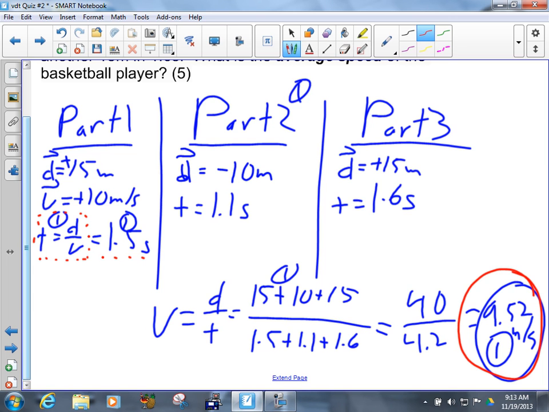Questions on any of those? So they're both out of 5. Quiz is out of 10. Please give them a mark out of 10. Let them see it. Put it in the box.